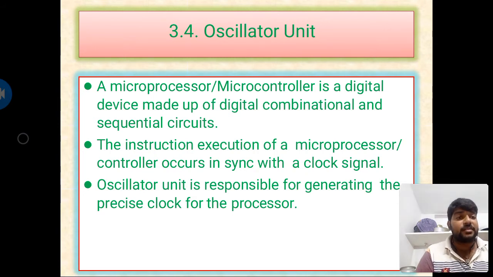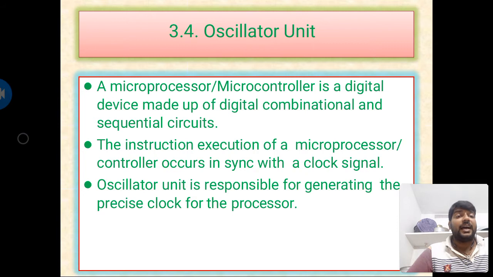Fetching means fetching the data from the memory location first. It needs a clock signal to fetch the data. After fetching, the data goes to decoding. Decoding is converting it into the form of ones and zeros. After the decoding, the execution is run. All these are synchronized with the clock signals generated by the crystal oscillator in a microprocessor or controller.